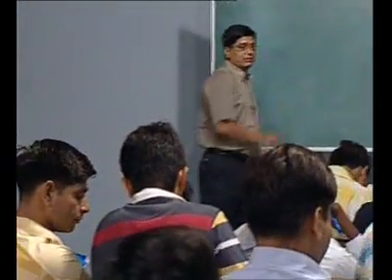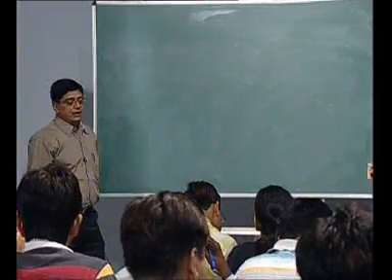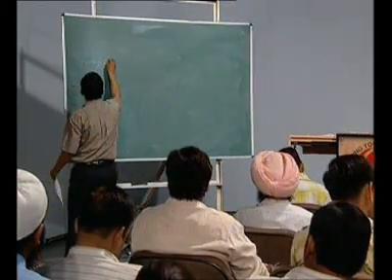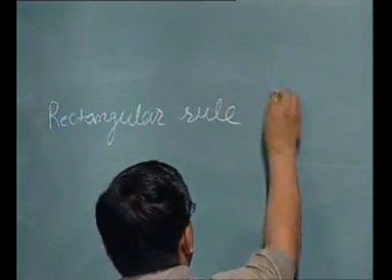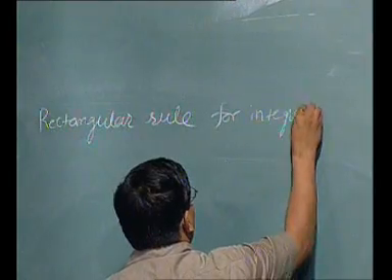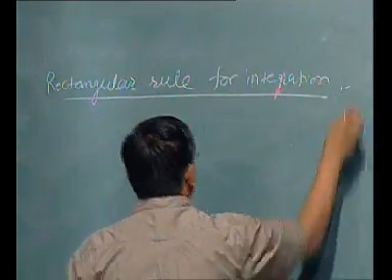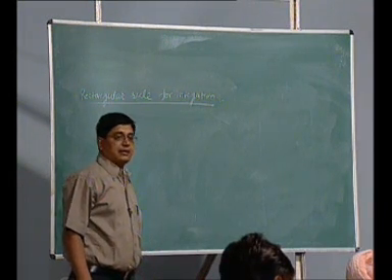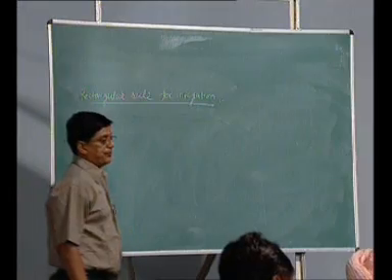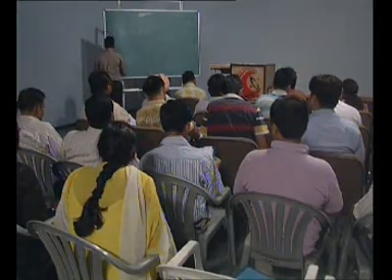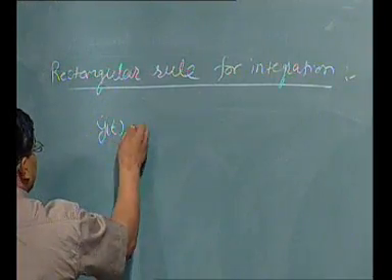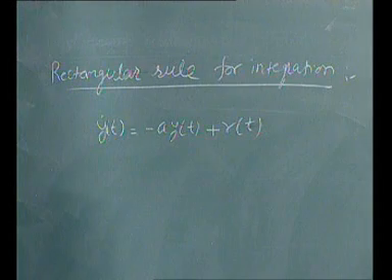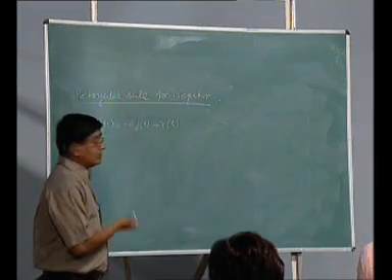So, this method was for derivative terms. Another one is given as the rectangular rule for integration. Rectangular rule for integration. Now, again consider a continuous time system y dot(t) equals minus a y(t) plus r(t). Now, there is no term of integral here.